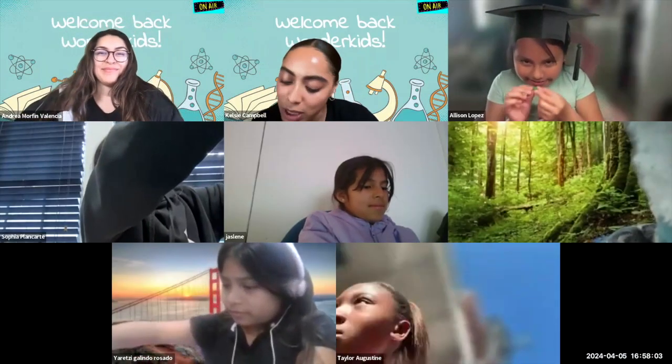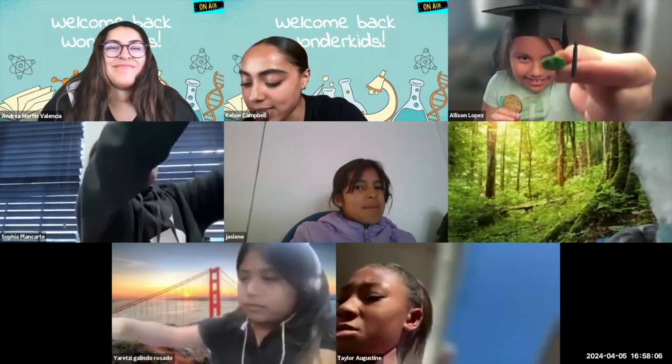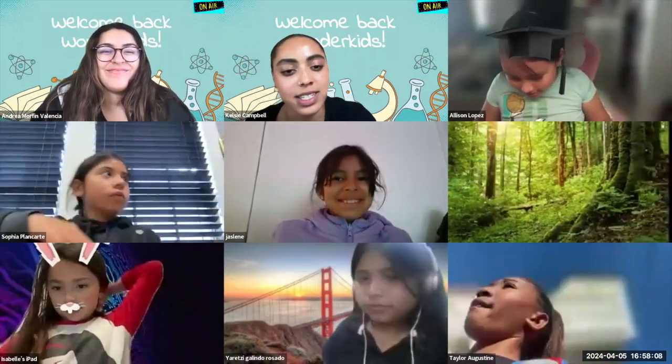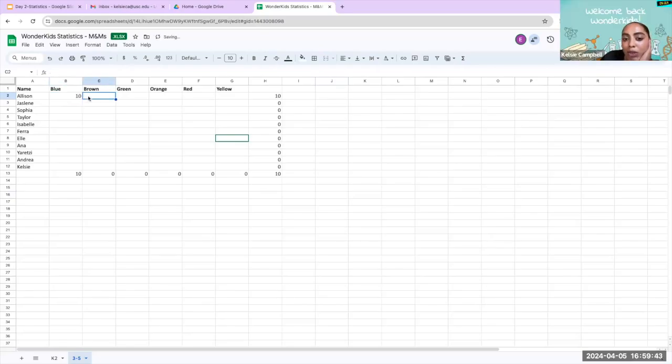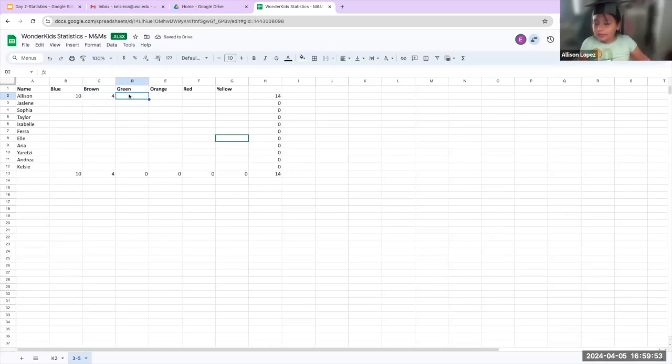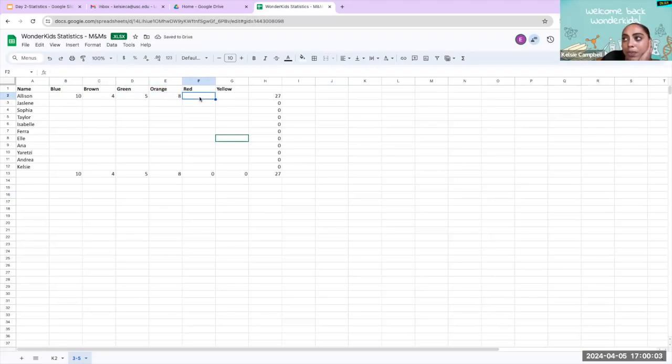So I have my blue organized, I'm putting my reds together, I'm putting my yellows together, and so on. I have 10 blue M&Ms. Amazing. Could you tell me how many brown I have? 4 brown. And green, I have 5 green. And orange, 8 orange. 8 orange, and red? I have 1 red.